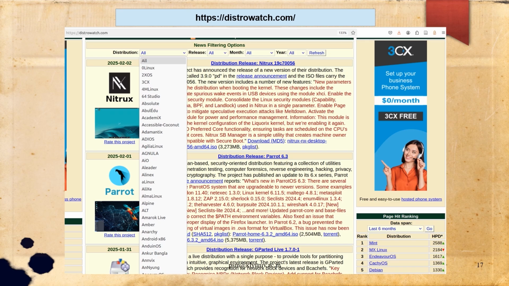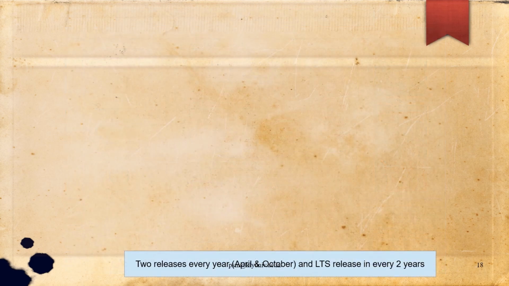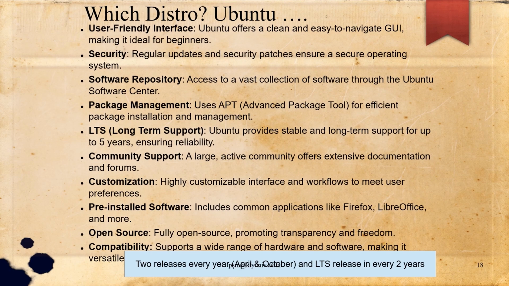distrowatch.com. So now, as I said, the most important decision for a librarian is which way to go, which particular distribution I should prefer. In fact, most of the libraries all over the world are using Ubuntu as an operating system.